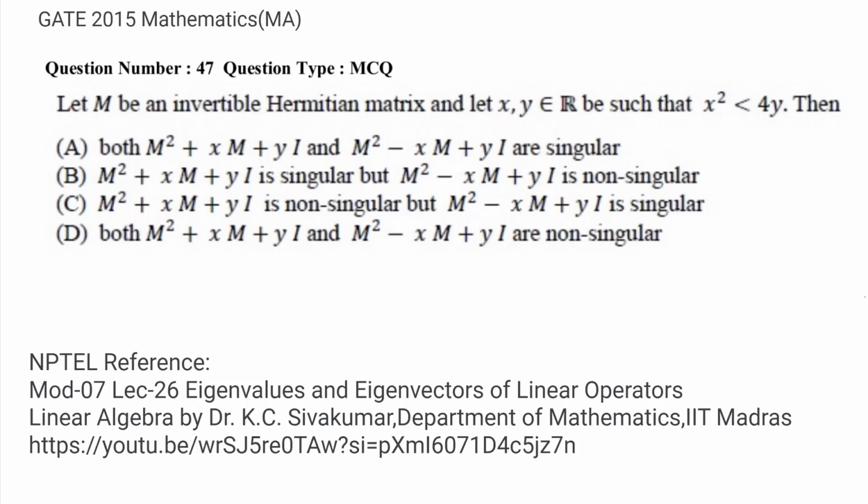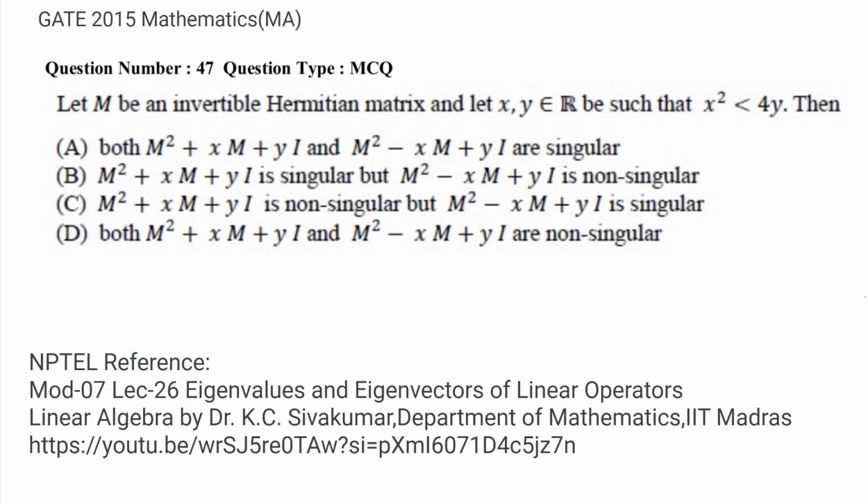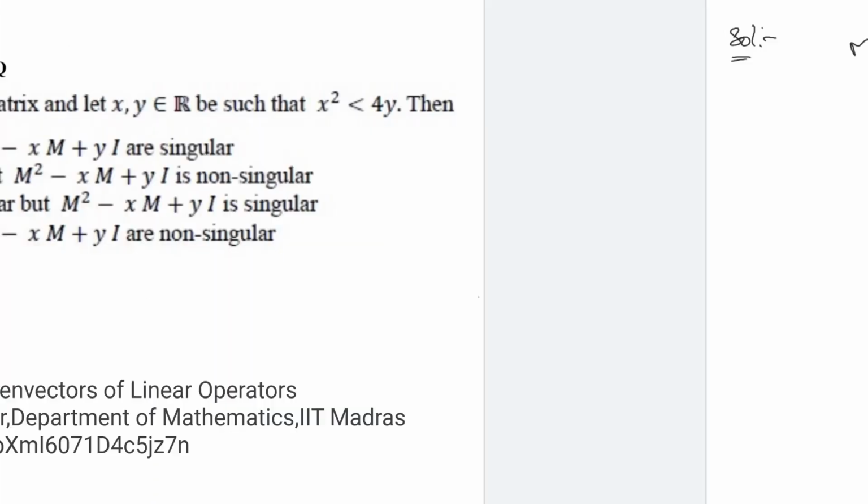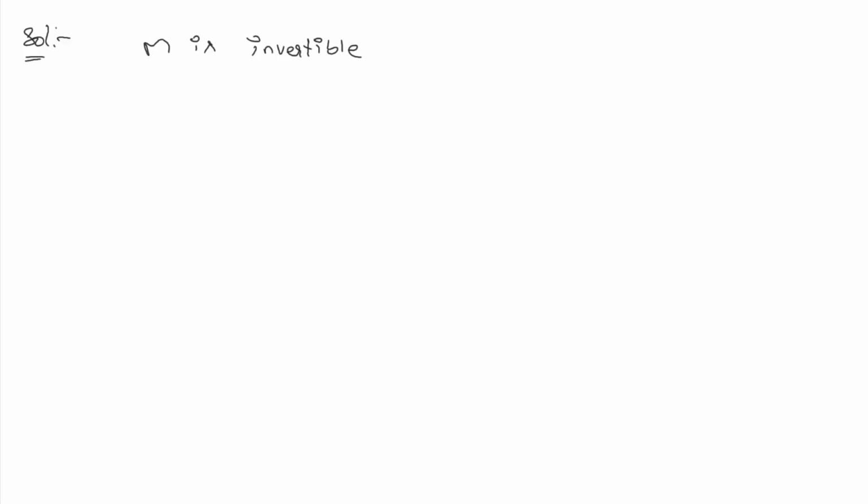To solve this problem, one should know one thing about the given kind of matrices. Since here it is given that M is an invertible Hermitian matrix, one should have some idea about Hermitian matrices. It is given invertible, so from this we can observe that the determinant of M is non-zero.